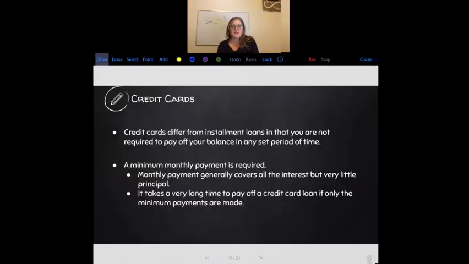Credit cards. So credit cards are different from installment loans in that you are not required to pay off your balance in any specific set of time. Credit card companies will give you a monthly payment amount, but that's typically only enough to cover interest, what they're getting, not what's going towards what you borrowed. And it takes a long time to pay off a credit card if you're only making the minimum payments.